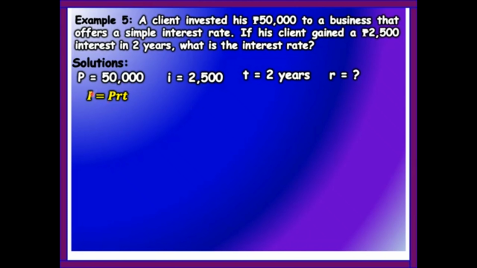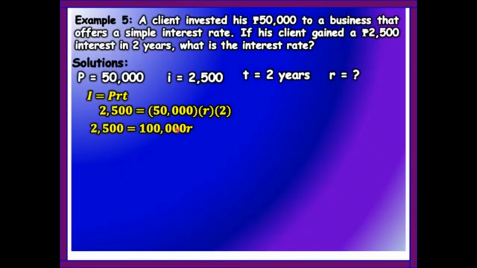Okay, by the way, we can use this also. So, substitute, our I is 2,500, our P is 50,000 pesos, our R is missing, so that's R, and then T is 2 years, so that is 2. Okay, simplify this equation by multiplying 50,000 by 2, that is 100,000 pesos times R. So 100,000 R, then bring down 2,500. To find the value of R, get rid of this 100,000 pesos, and to do that, we need to divide both sides by 100,000.